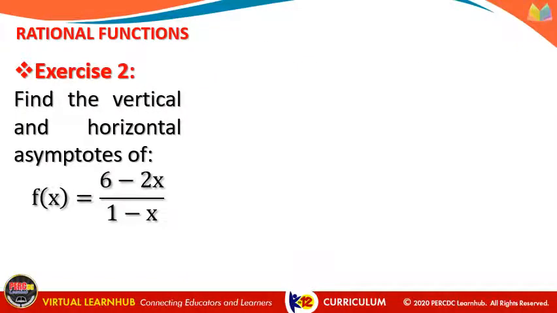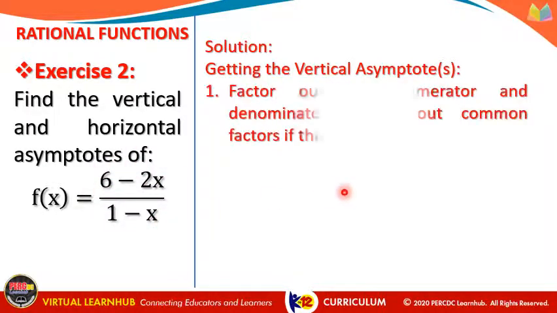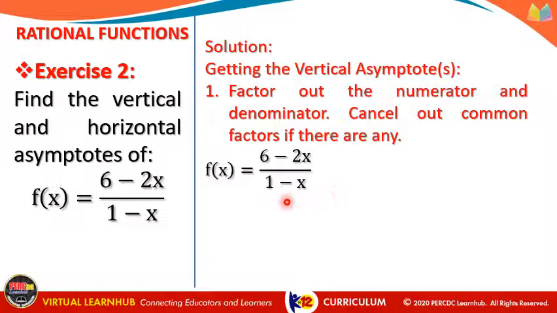Let's have another exercise. Find the vertical and horizontal asymptotes of f of x equals 6 minus 2x all over 1 minus x. Again, unahin natin ang vertical asymptote. Paano ulit kunin ang vertical asymptotes? Try natin i-factor out ito. And let's see kung may maka-cancel out ba. Kaya lang, mukhang wala naman ng mas isisimple pa ito.